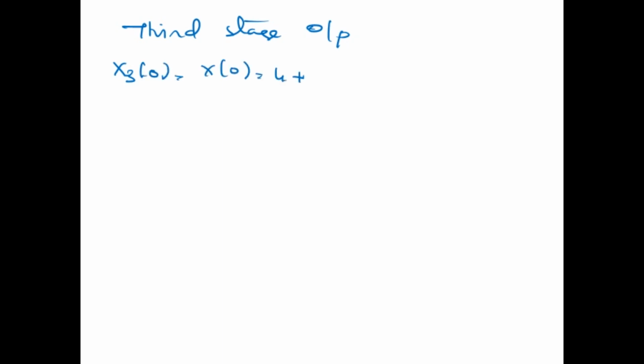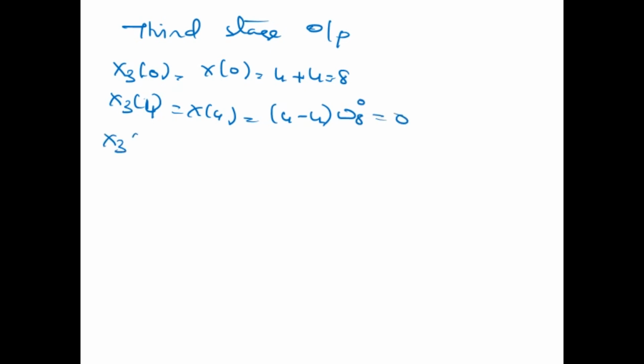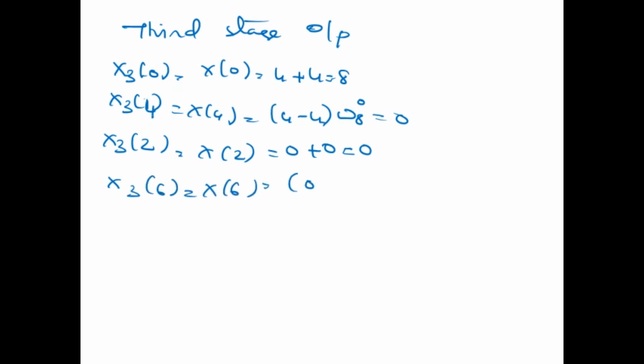Let us compute the third stage output. x3 of 0, which is equal to x of 0, which is equal to 4 plus 4 equal to 8. x3 of 1 is equal to x of 4. x3 of 4 is equal to x of 4, which is equal to 4 minus 4 into omega 8 of 0, which is equal to 0. x3 of 2 is equal to x of 2, which is equal to 0 plus 0, that is equal to 0. x3 of 6 is equal to x of 6 equal to 0 minus 0 into omega 8 of 0, which is equal to 0.